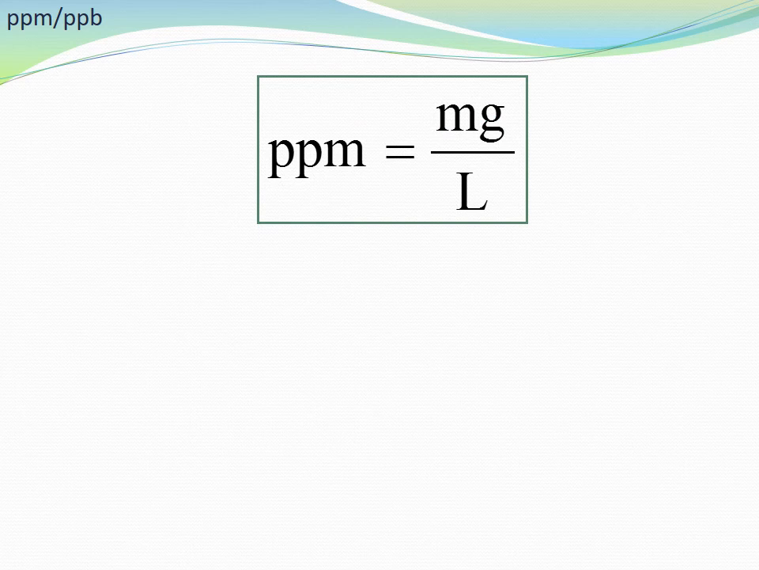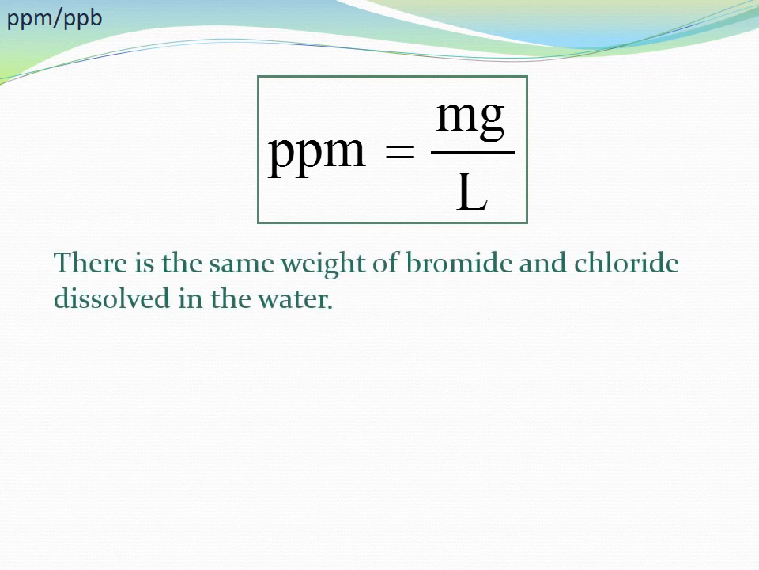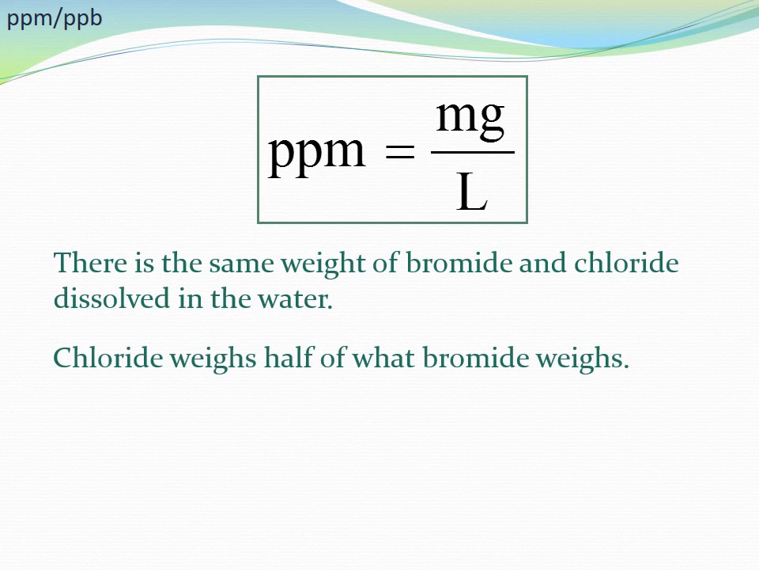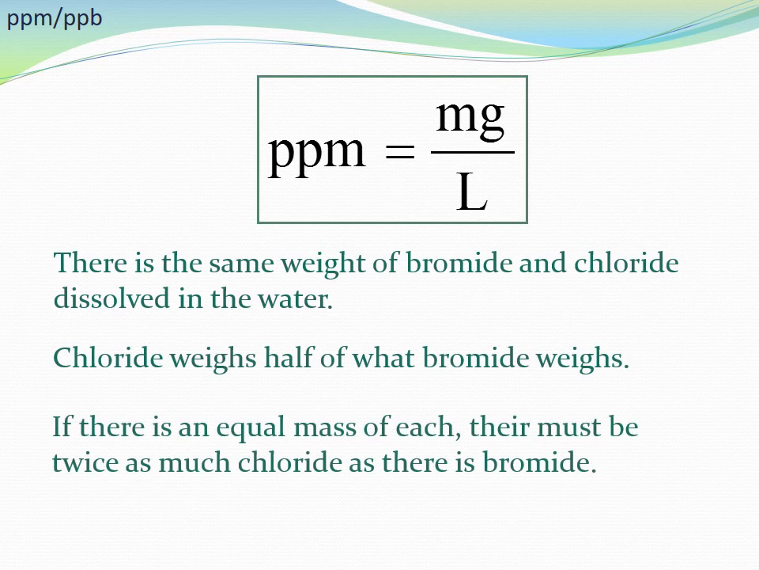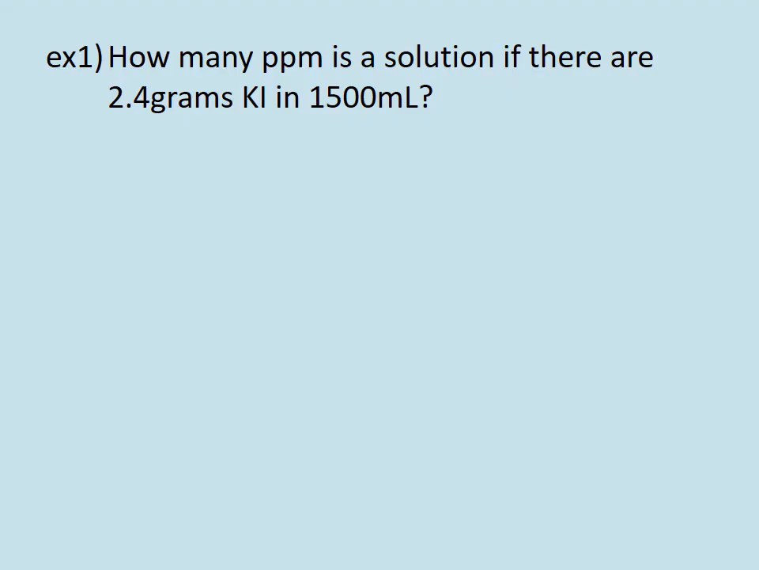Now we said that parts per million equals milligrams divided by liters. And we said we had 16 parts per million chloride and 16 parts per million bromide. So that means we've got 16 milligrams of chloride and 16 milligrams of bromide in a 1 kilogram sample of water. So there is the same weight of bromide and chloride dissolved in the water. But if we look at the periodic table, we see chlorine weighs about half of what bromine weighs. So that means if there is an equal mass of each, there must be twice as many chloride ions as there are bromide ions floating around in solution.